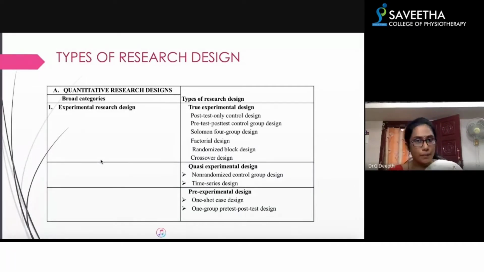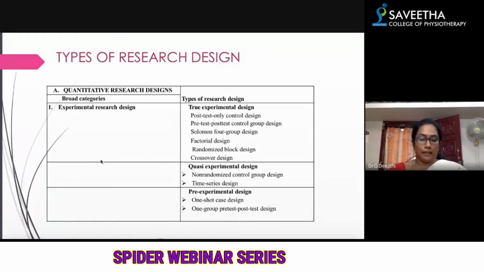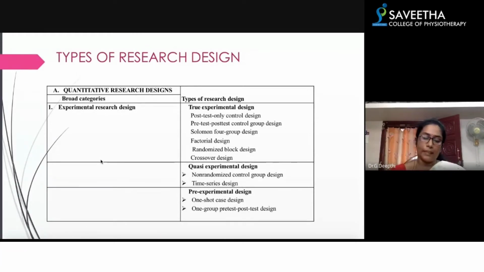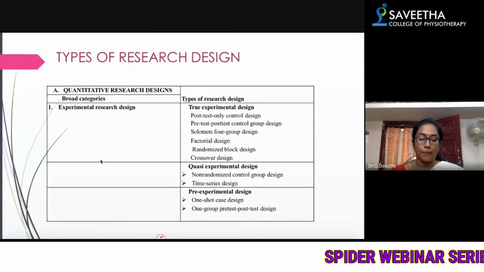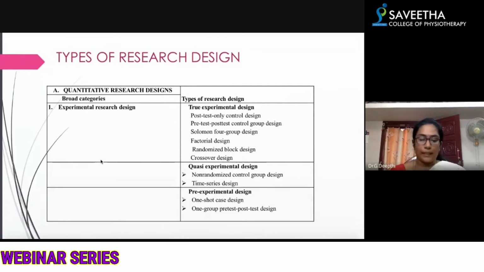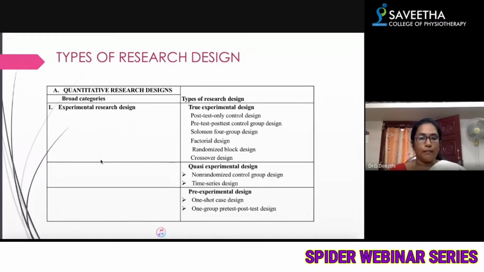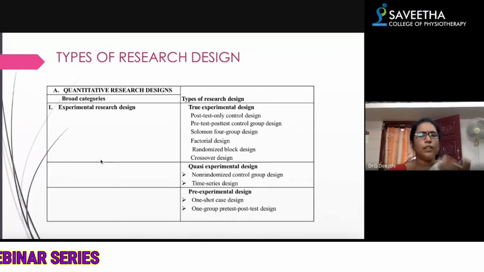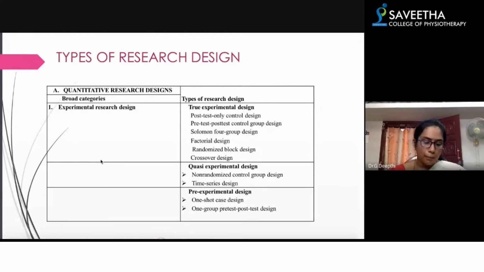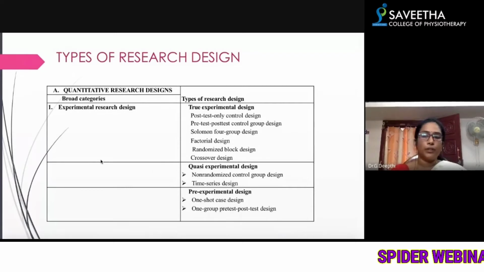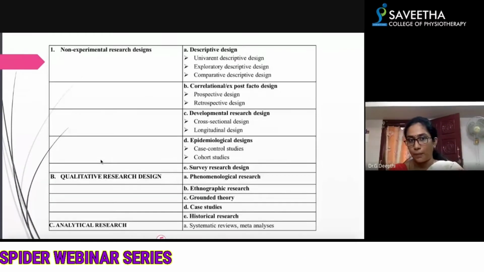Then coming to the quasi-experimental design, you will have manipulation of the independent variable, but either randomization or control will be compromised, though one will be there. Along with manipulation, either randomization or control will be there, but most of the time the randomization will not be done. Then coming to the pre-experimental design, we use this for a pilot study. Here manipulation will be there, but both randomization and control will not be there. So this is about the experimental research design.